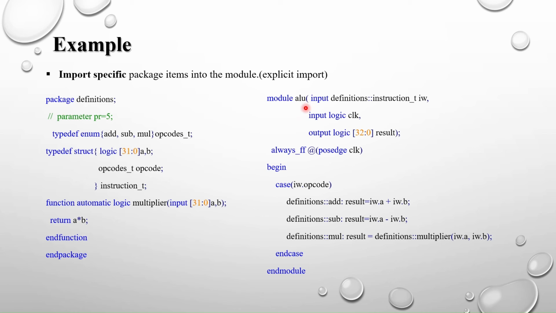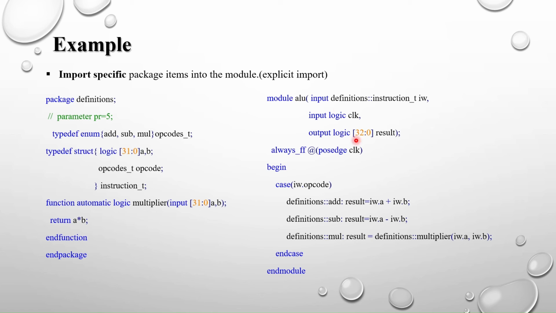This is the module ALU. Inside the module, in the parentheses, I'm accessing a specific item of the package. Here you can see import of a specific package item, nothing but an explicit import. You can import the specific item, not the entire package. This is called the explicit import. Here you can see definitions, scope resolution operator, instruction_t. So I'm importing only the structure, not the entire package.